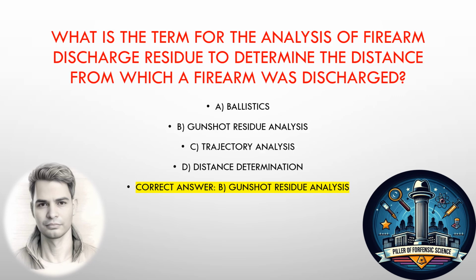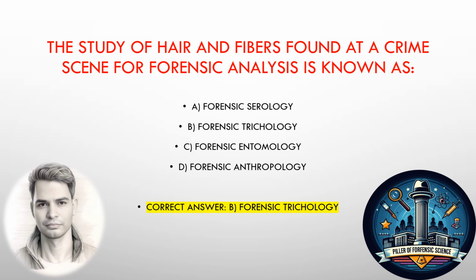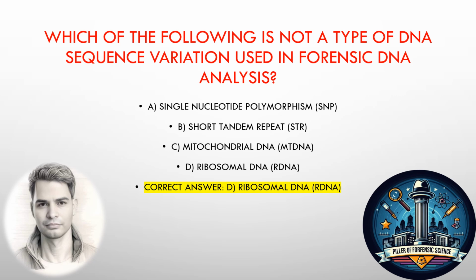What is the term for the analysis of firearm discharge residue to determine the distance from which a firearm was discharged? Gunshot residue analysis. The study of hair and fiber found at the crime scene for forensic analysis is known as forensic trichology. Which of the following is not a type of DNA sequence variation used in forensic DNA analysis?